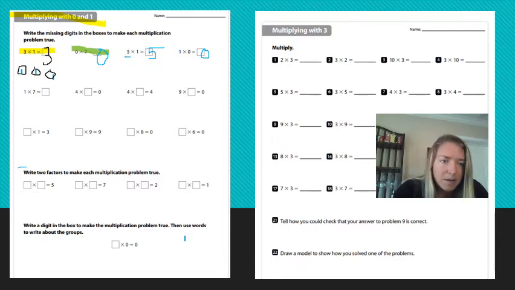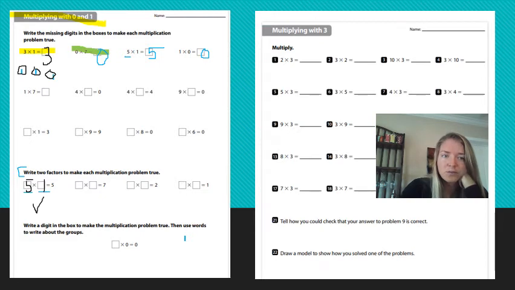The next problem says write two factors to make each multiplication problem true. So I need to pick two numbers to fill in this blank. I have blank times blank equals 5. Thinking about what we've done on this page with 0 and 1, let's see how we can make this number sentence true. Blank times blank equals 5. I know that any number multiplied by 1 is itself. So I could do 5 times 1 equals 5. That's true.